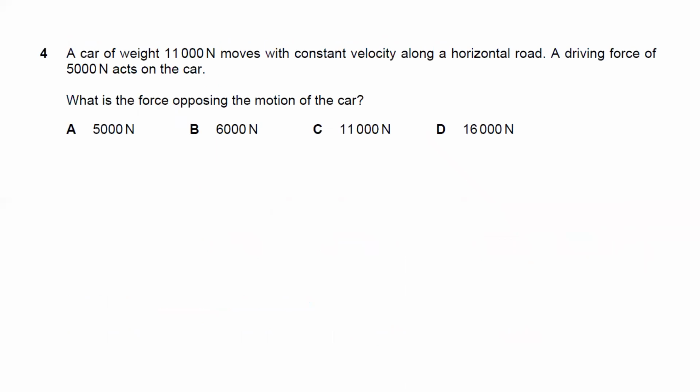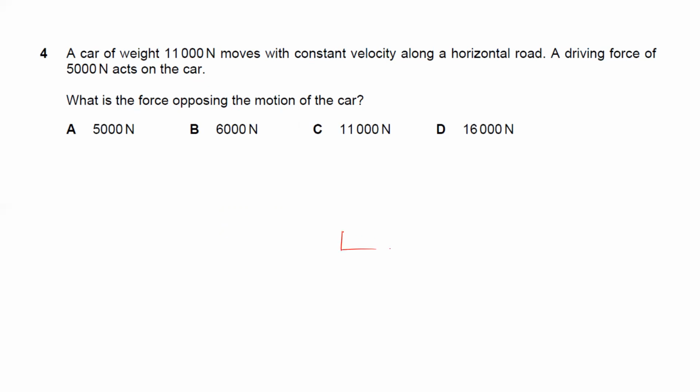Next question, question number 4. It says the car of weight 11,000 Newton moves at constant velocity along a horizontal road. The driving force of 5,000 Newton acts on the car. What is the opposing force on the motion of the car?